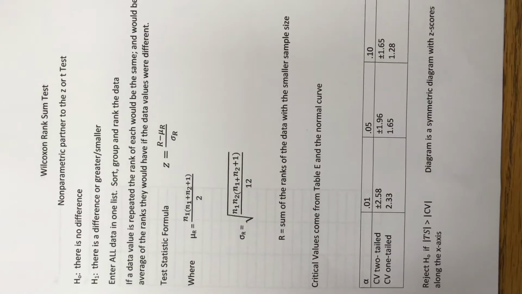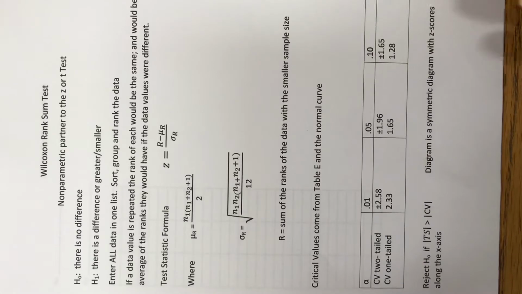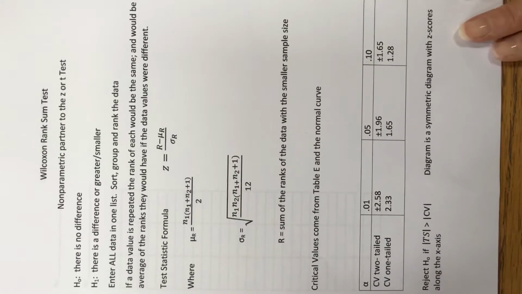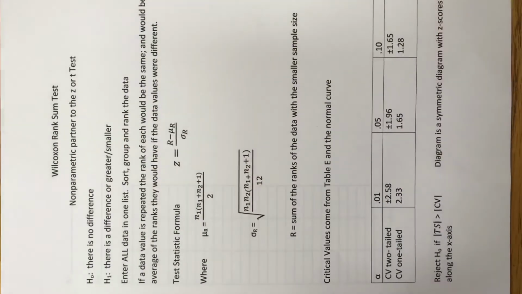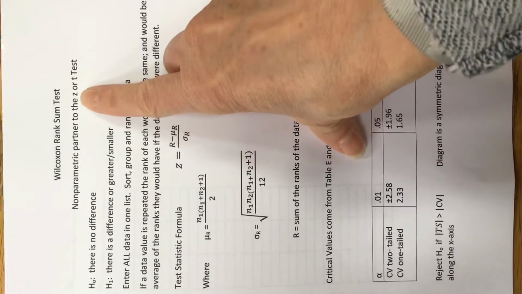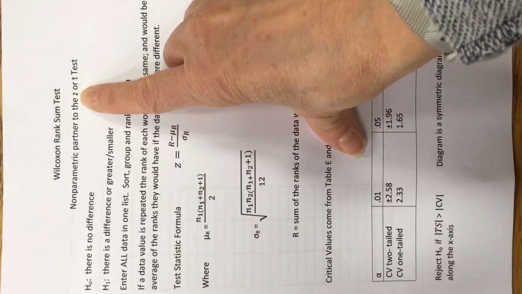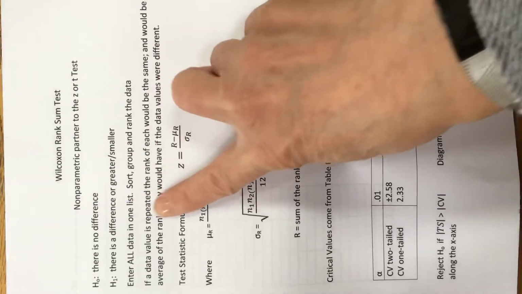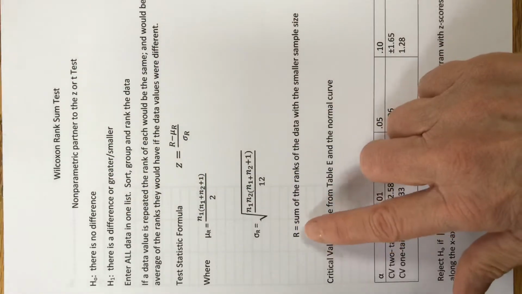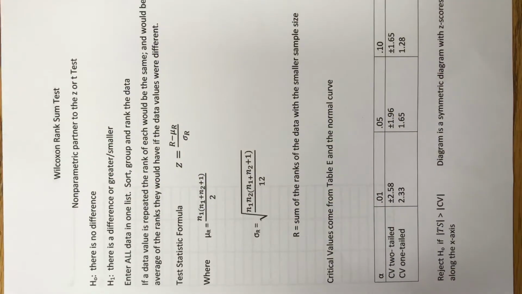Okay, welcome to Tuesday. It is the 14th, I believe, of April, and this is my second video on the Wilcoxon rank sum test, which is similar to the t-test. We could do it with a z, we just don't want to use that much data, but it's a non-parametric test, so it uses ranks instead of the actual data value.